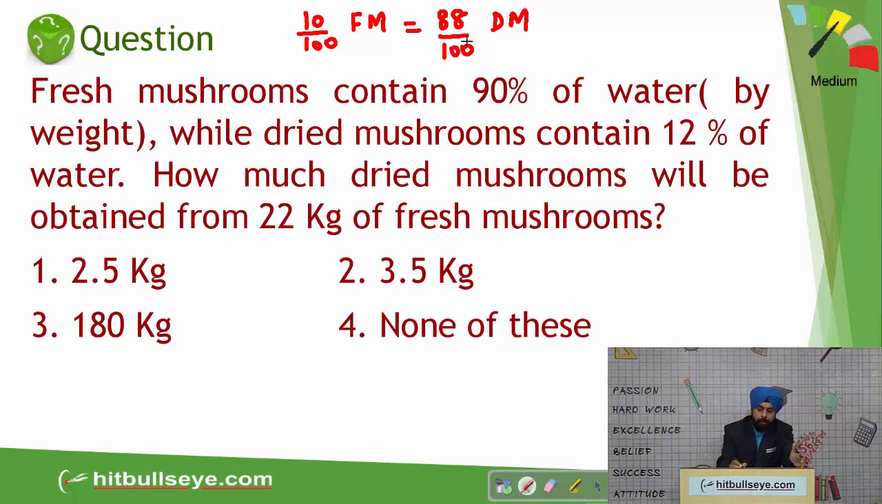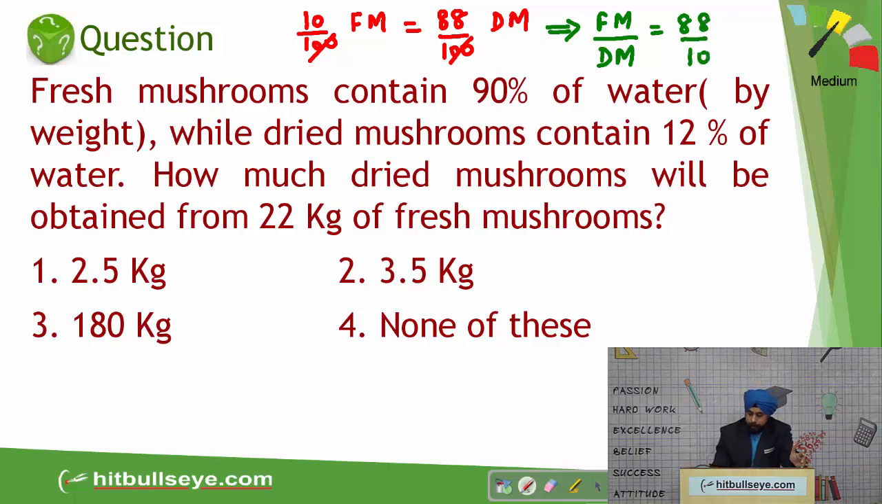So you can equate this ratio, cancelling 100 over here. You can say the ratio becomes FM to DM, that is fresh to dried mushroom, as equal to 88 by 10.